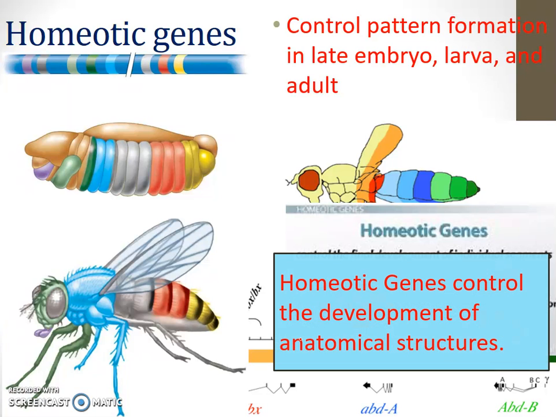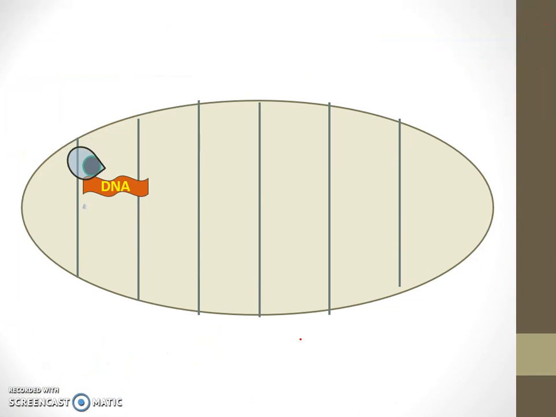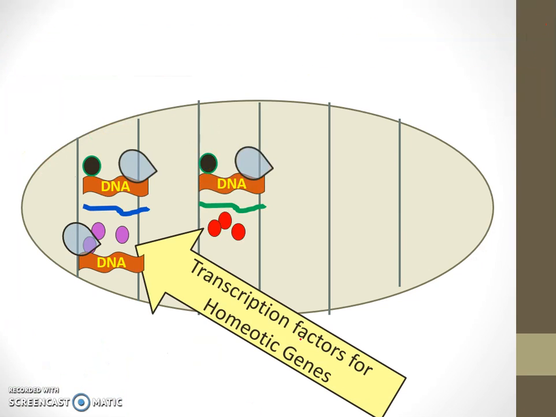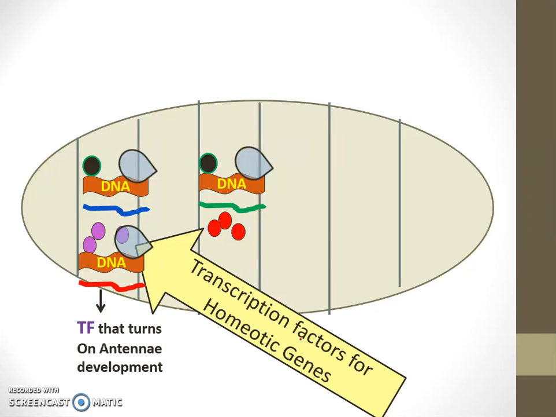So homeotic genes control the development of anatomical structures. So wherever you turn them on, so here, if that acts as a transcription factor, well, maybe this right here is a region. This transcription factor will turn on the genes that control antenna development.